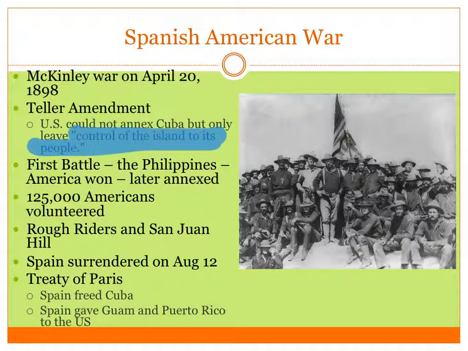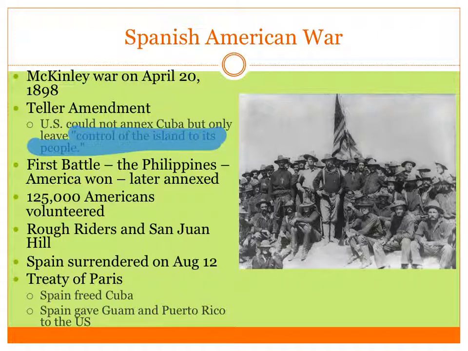The first battle is actually not even fought in Cuba. It's fought in the Philippines, which is another Spanish-controlled territory. America will win this. And now, because the Philippines was not part of the Teller Amendment, they say, forget you Filipinos, we are going to annex you. We are going to take you as our territory.